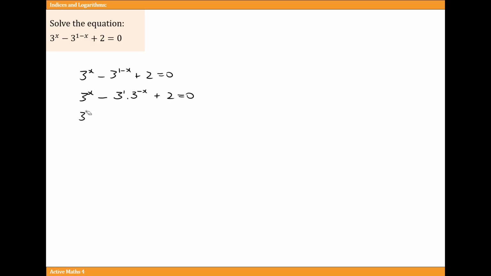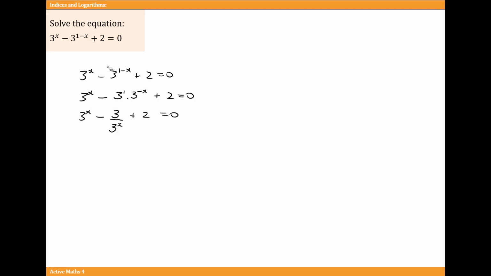So that's going to be 3 to the power of x minus. So 3 to the power of 1 is just 3. And here in the second part, 3 to the power of minus x, we know that if we have a negative power, we can make that power positive by putting the 3 on the bottom of the fraction. So 3 to the power of plus x. And then we have our plus 2 is equal to 0.